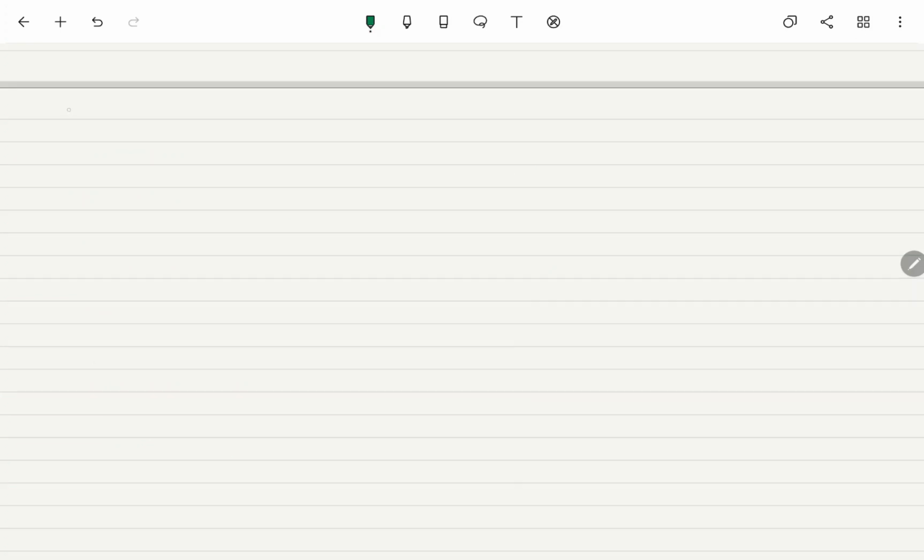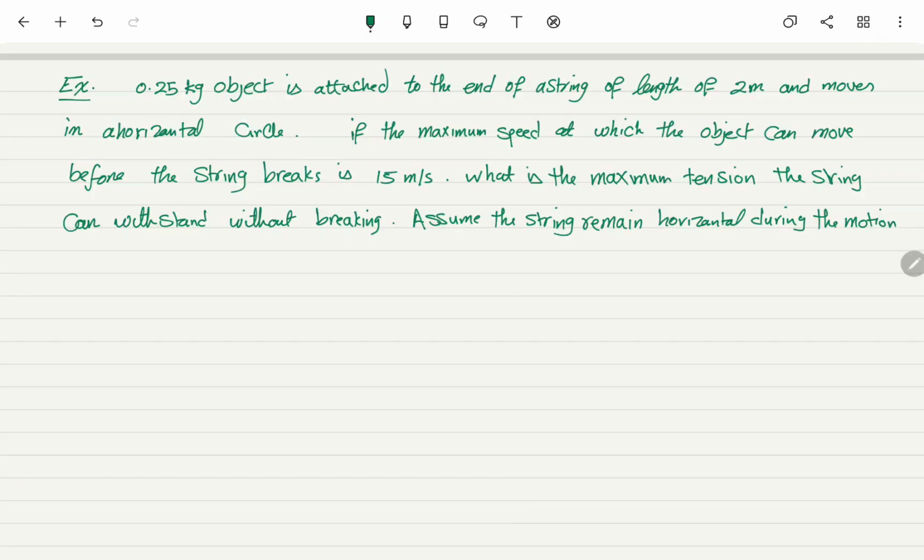Let's have another example. In this example, a 0.25 kilogram object is attached to the end of a string of length L equal to 2 meters and moves in a horizontal circle. If the maximum speed at which the object can move before the string breaks is 15 meters per second, what is the maximum tension the string can withstand without breaking, assuming the string remains in a horizontal circle during the motion?